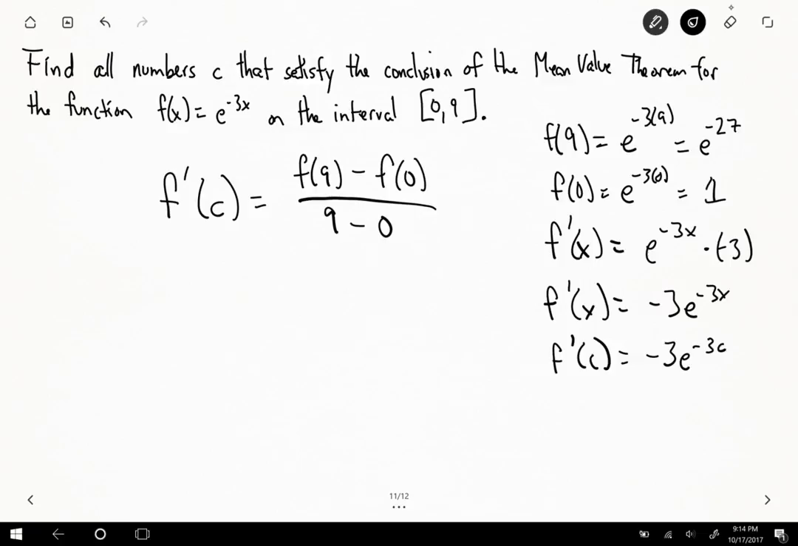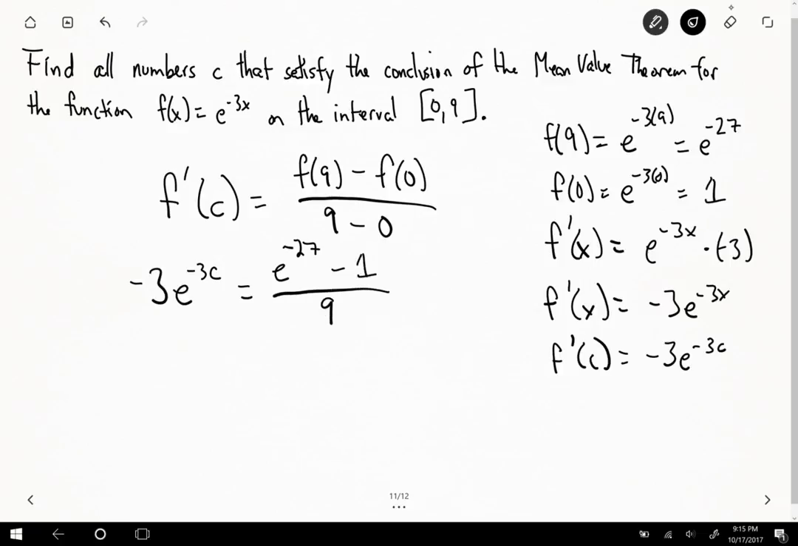Now, moving forward from there, so we have -3e to the -3c equals, what do we have? F of 9 is e to the negative 27 minus, in this case 1 is f of 0, all over 9. We want to solve for c. Well, we talked about how to bring that stuff down. We're going to need to use the natural log, but we can't use it yet because we have that negative 3 sitting right out there.